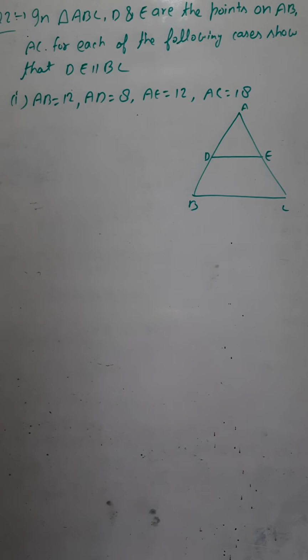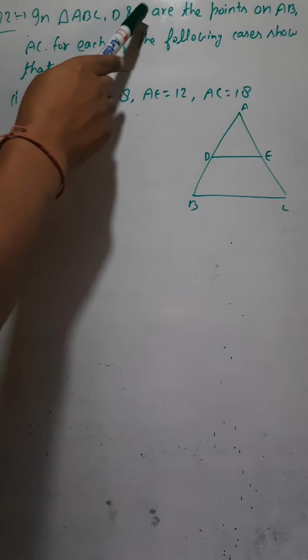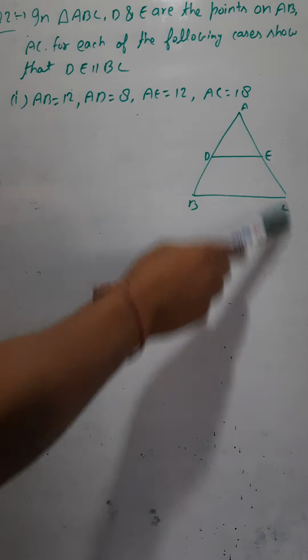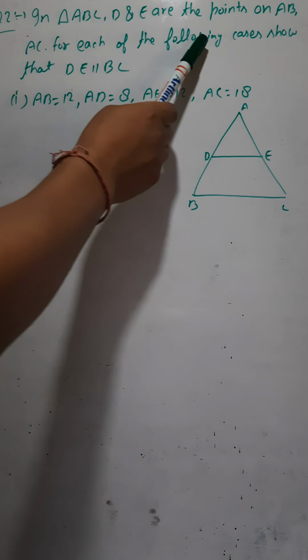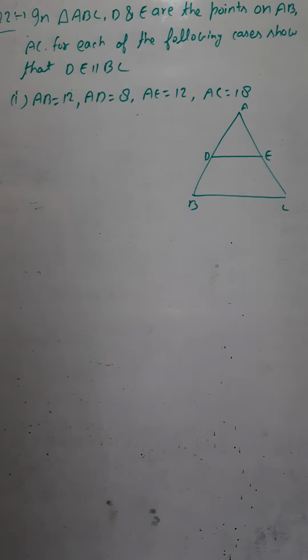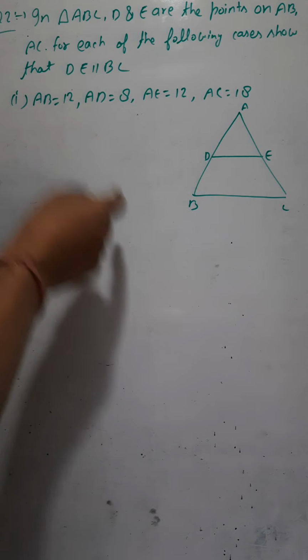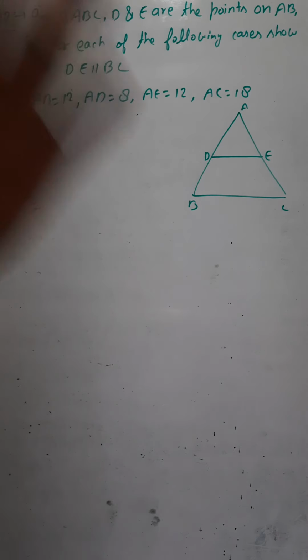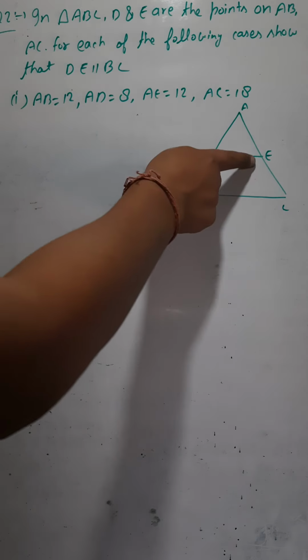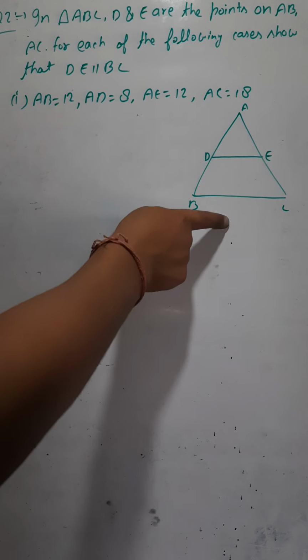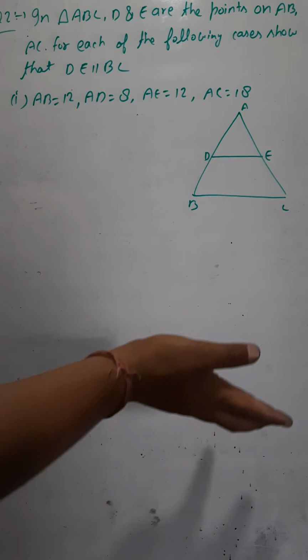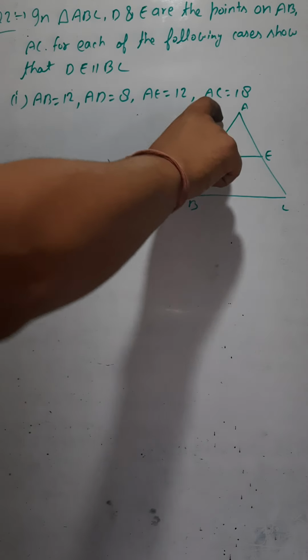Yes or not? Similarly, you have to prove the converse of BPT here. The question is: in triangle ABC, D and E are points on the sides AB and AC. For each of the following cases, show that DE is parallel to BC. Now you have to prove that DE and BC are parallel to each other. For these two lines to be parallel, we have to prove the ratios are the same.